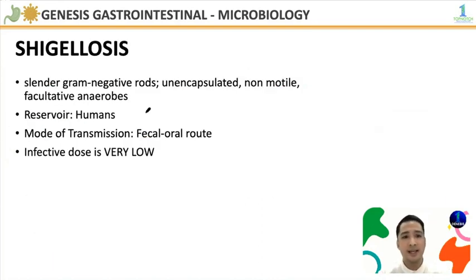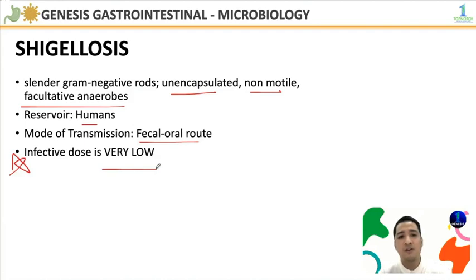Shigellosis, again: gram-negative rods, non-motile, facultative anaerobes. The only reservoir is humans. Mode of transmission is the fecal-oral route. And take note, we only need fewer than 100 organisms to cause disease. Very low infective dose for shigellosis. Again, the infective dose is lower than 100 microorganisms, and each gram of stool may contain large numbers during the acute phase of the disease.